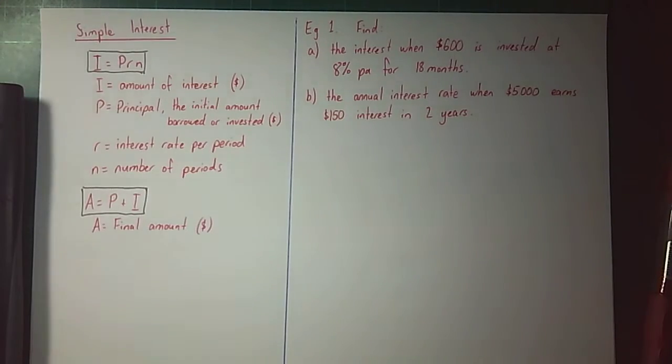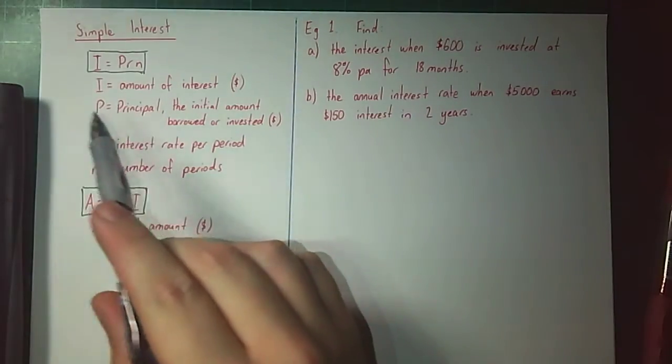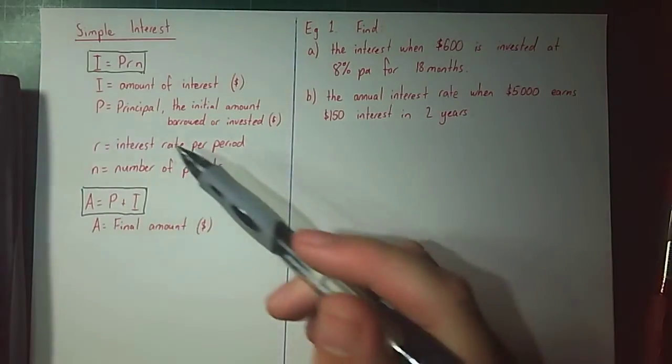Here we're going to be looking at simple interest. Now the main two formulas we're going to use I've outlined in black. The first one I'm going to talk about is I equals PRN.